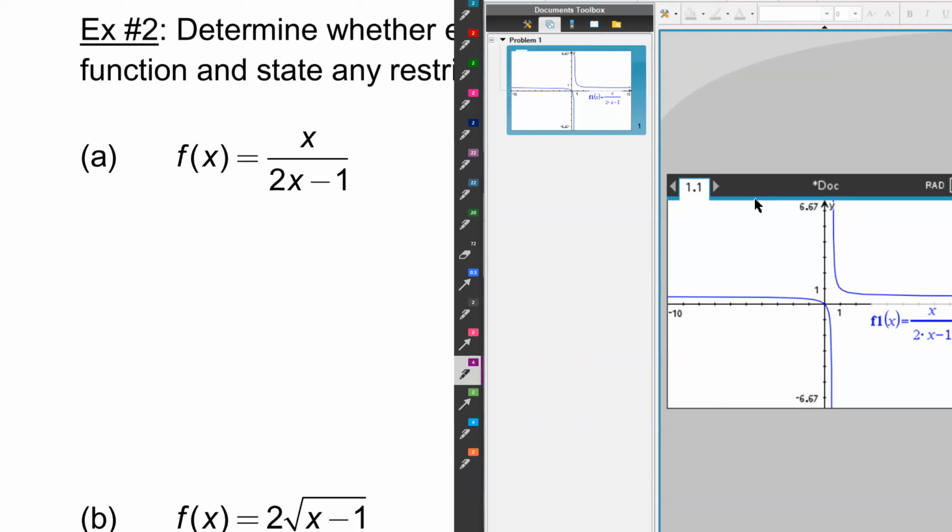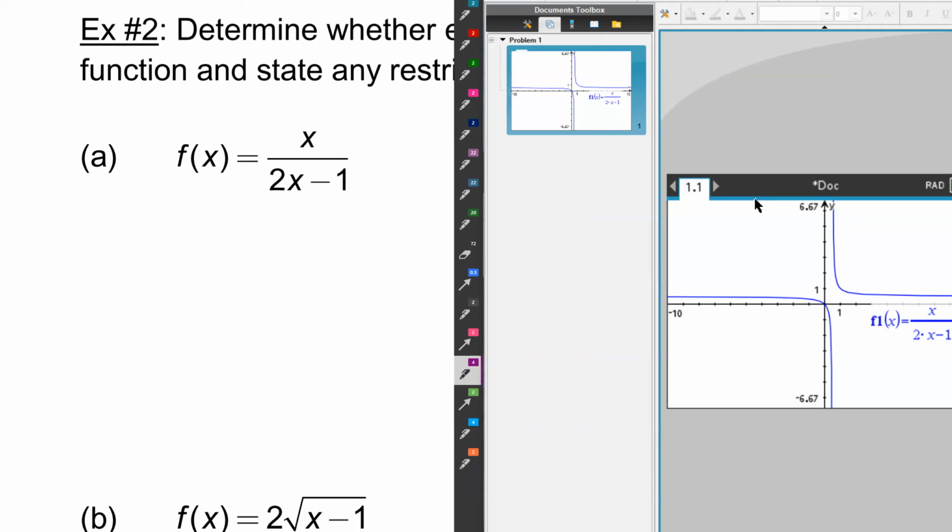Okay, is this going to have an inverse function? What will the inverse look like? Do we know? Wouldn't it be the same thing? Well, remember, it's going to be reflected across the line y equals x. So it's going to be close to the same thing. But what can x not equal? Do we know? X can't equal a half.